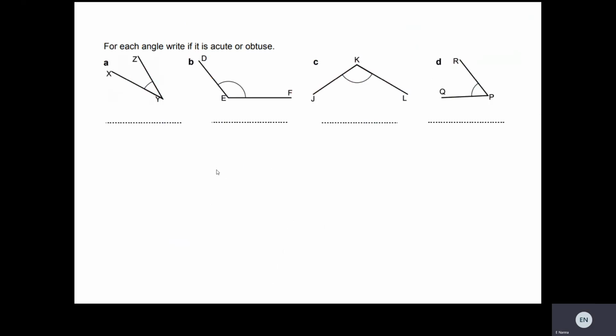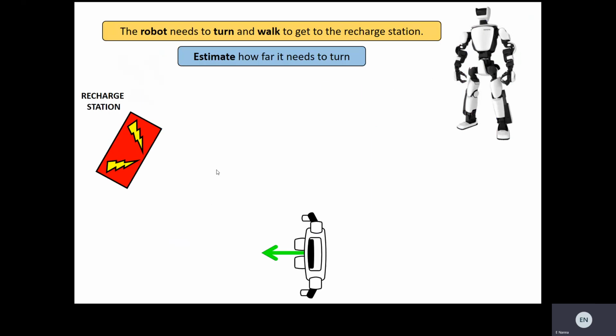For each angle, we need to write if it is an acute angle or an obtuse angle. Acute, obtuse, obtuse, and an acute angle. Well done. Okay, now let's move over to the main thing. So we've been able to now name the types of angles. We've been able to do that. So let's go into something else.